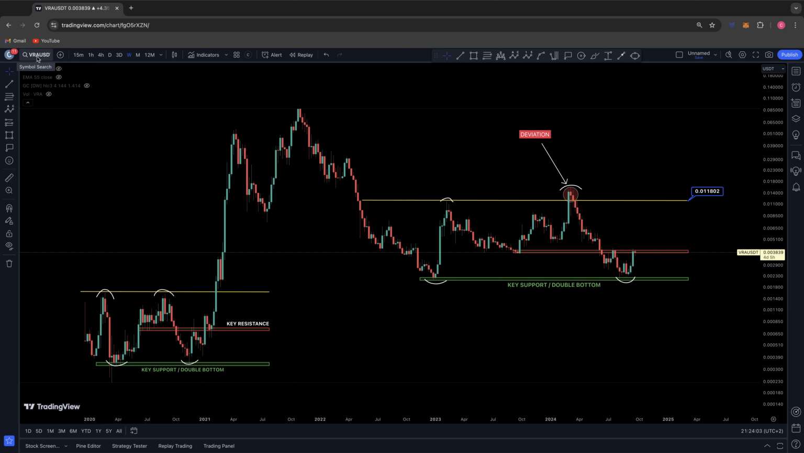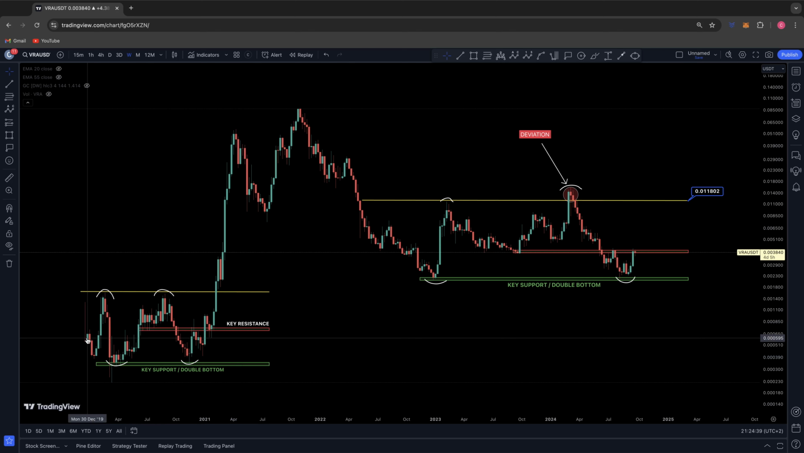Today we will be discussing Veracity. The ticker is VRA against USDT on the weekly time frame. Looking at this fractal for VRA, I think right now in this accumulation range, we're going through something very similar to the last accumulation range in the previous cycle.